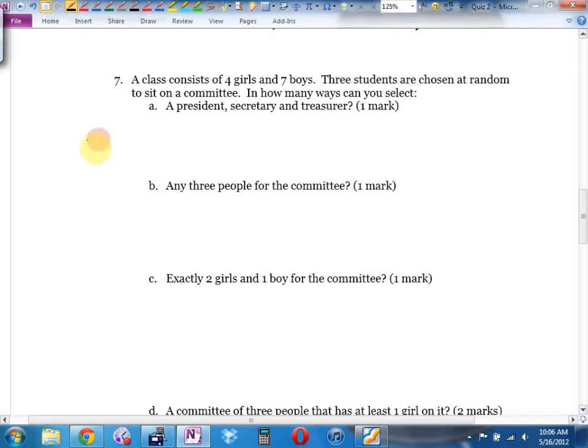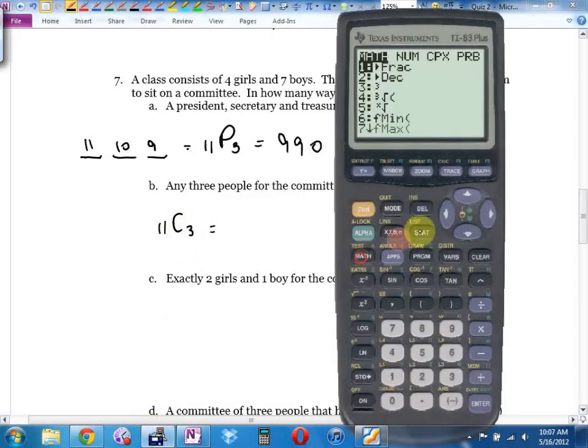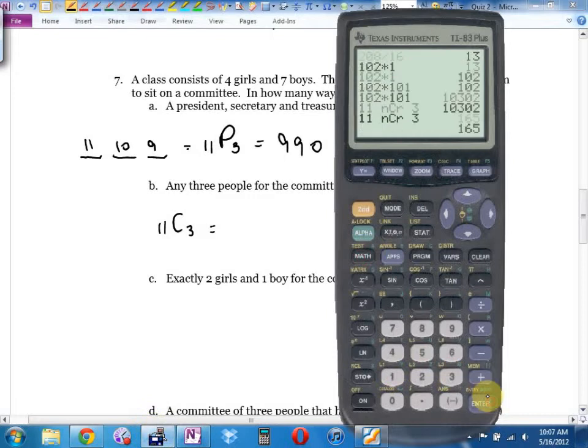How could I do that? Well, there's a couple of ways. I could say, well, I'm drawing 3 blanks. They're not distinguishing, Justin, between males and females, so it's 11, then 10, then 9, which is actually 11 permute 3, which is 99 times 10. 990, is that right? Any 3 people, well, now the order doesn't matter. That's a choose. From 11, choose 3, and that's going to be, I have no idea, 165.